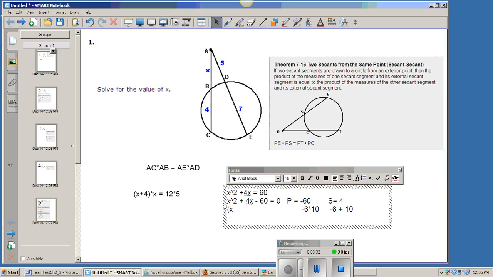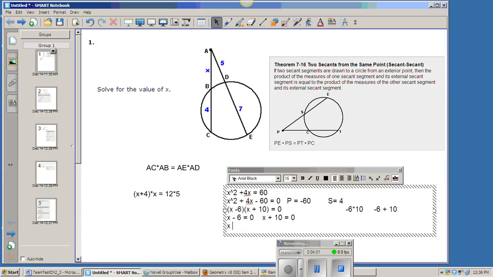So I know it's going to be x, and I'll put in minus 6 times x plus 10. And now if I were to use FOIL on that, x times x is x squared, 10x minus 6x is 4x, and negative 6 times 10 is negative 60. So now I can go ahead and solve each one of these. So either x minus 6 has to equal 0, or x plus 10 has to equal 0 in order for that to be a true statement. That means x is 6 and x is negative 10.